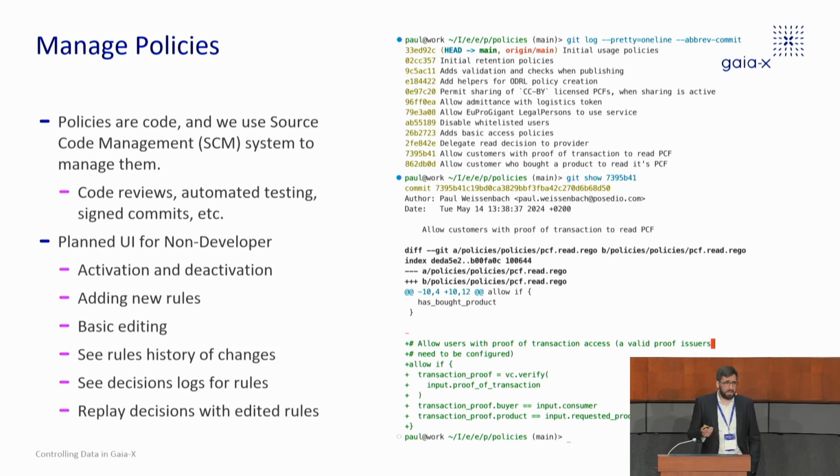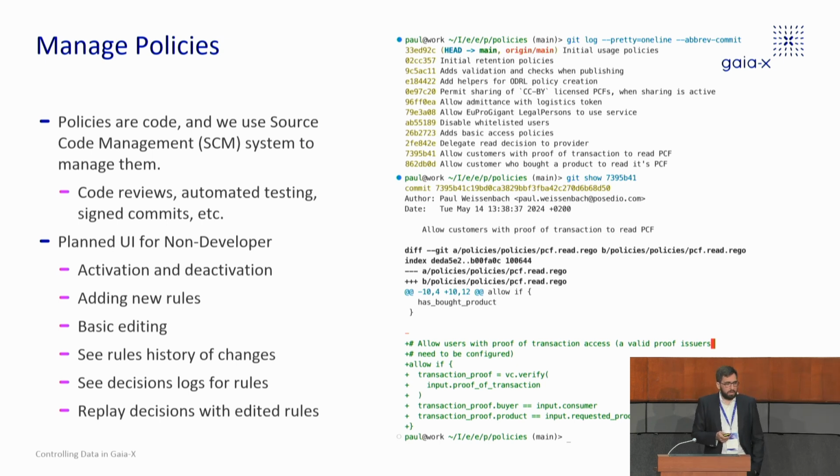But the plan for the future is also to provide non-developers some basic means to edit something. Features like activating and deactivating rules, adding new rules, basic editing, and also seeing the changes of a rule to have some kind of transparency about what's happening. What I think is a really powerful feature if you think about designing such a system is to see the decision logs for a rule. So you know this rule has produced this outcome. And what's even more useful is that you can replay these decisions with an edited rule. So you can use your past decisions to anticipate how your changes would look in the future.